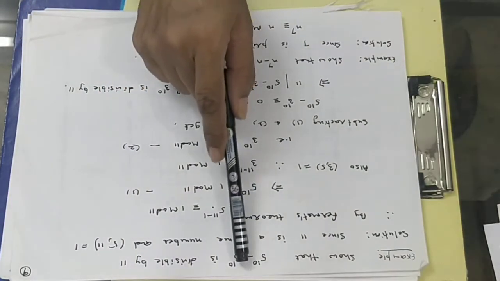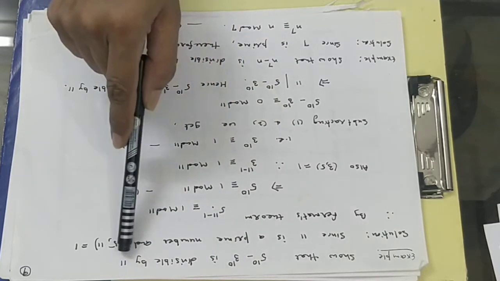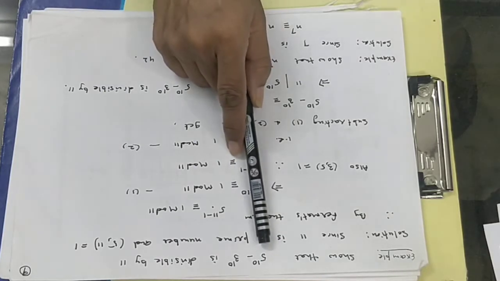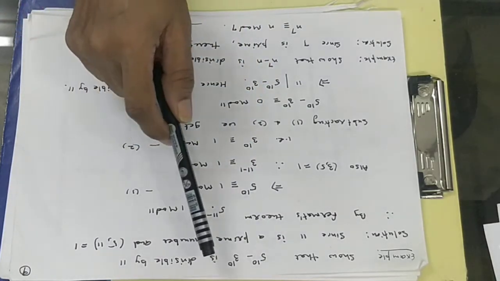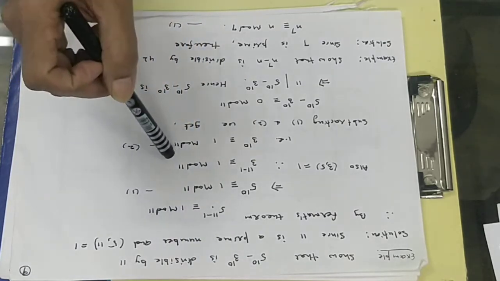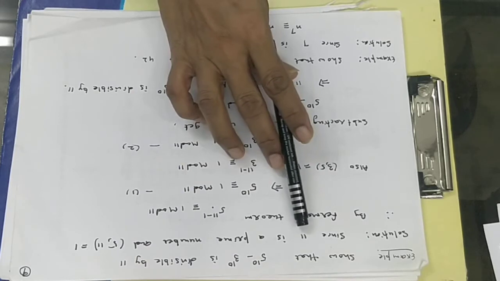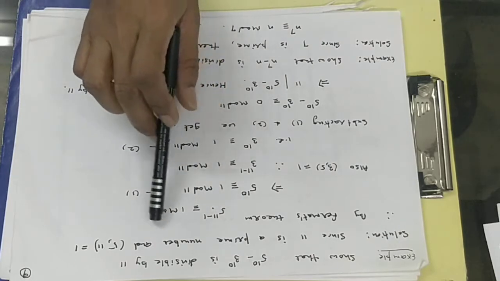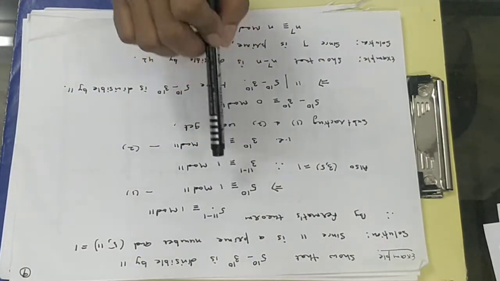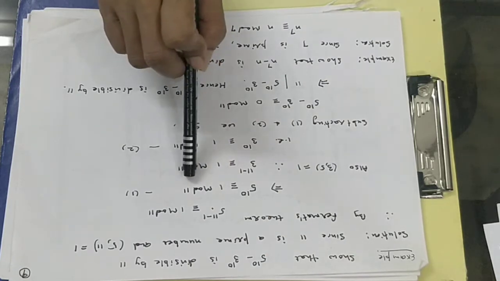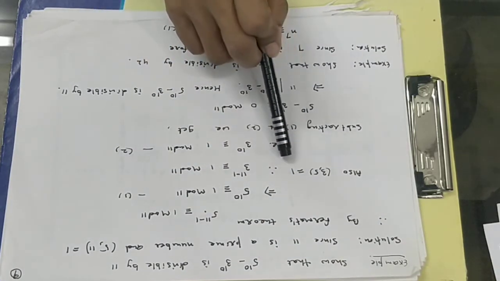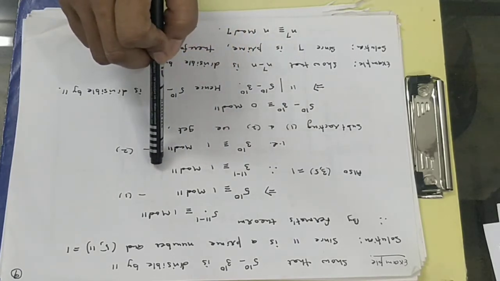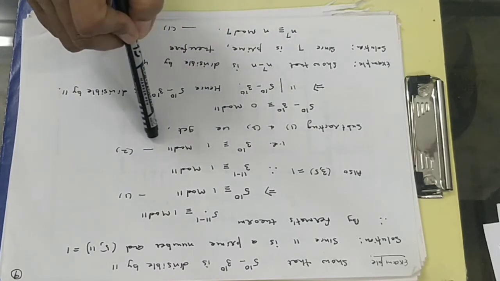Now to show 5 to power 10 minus 3 to power 10 is divisible by 11, we will do it separately. Firstly, we will show that 5 to power 10 is congruent to 1 modulo 11. Then we will show that 3 to power 10 is congruent to 1 modulo 11. For this, since 11 is a prime number and 5 and 11 are co-prime, therefore using Fermat's theorem we get this result, that is 5 to power 10 is congruent to 1 modulo 11. Also 3 and 11 are co-prime, therefore 3 to power 11 minus 1 is also congruent to 1 modulo 11, that is 3 to power 10 is congruent to 1 modulo 11.